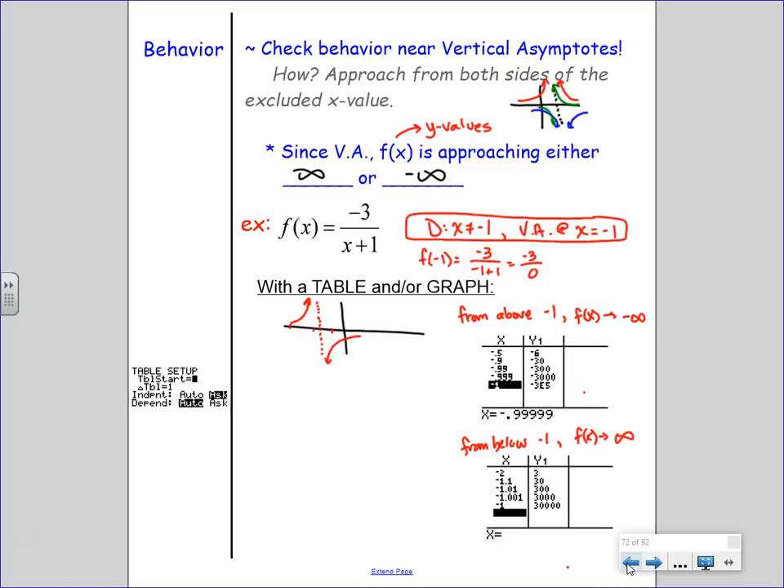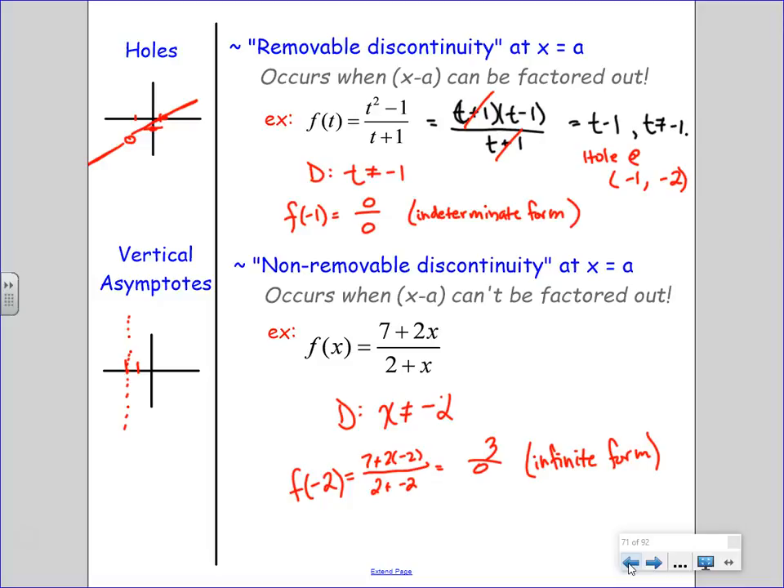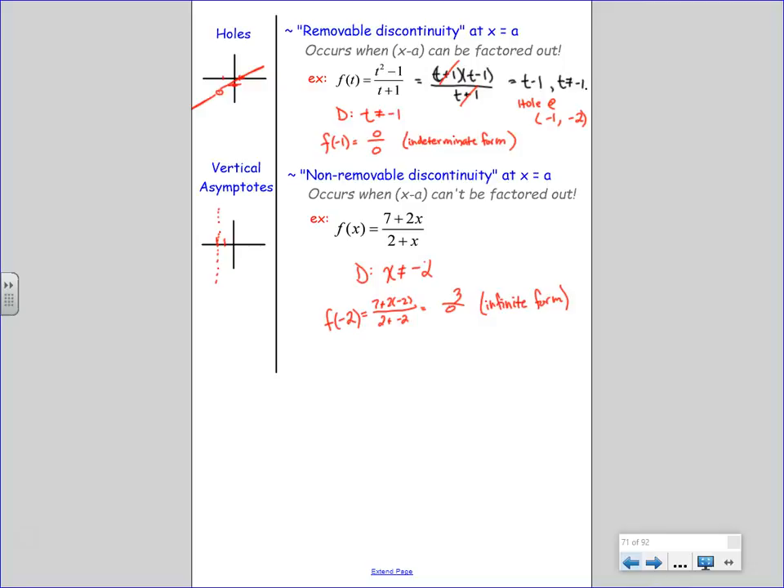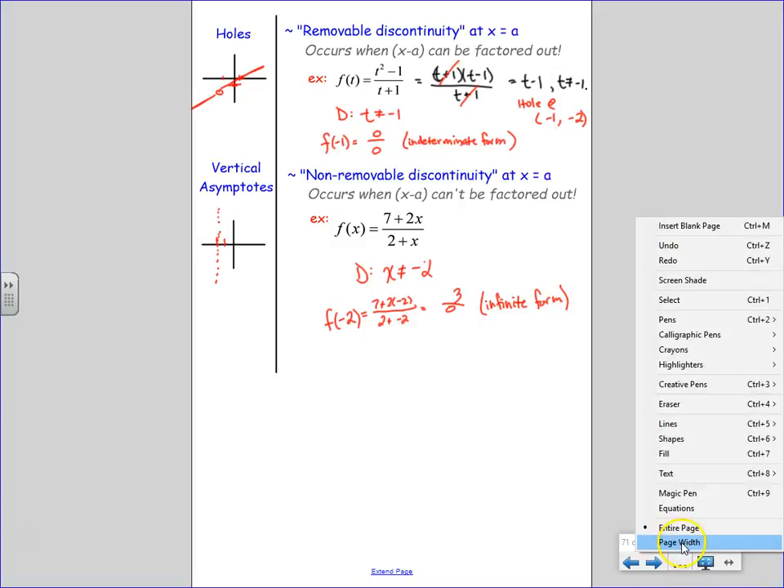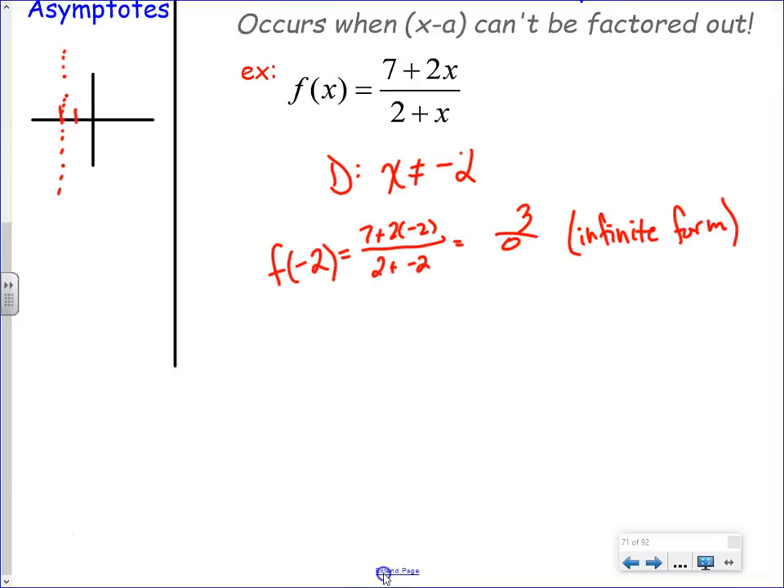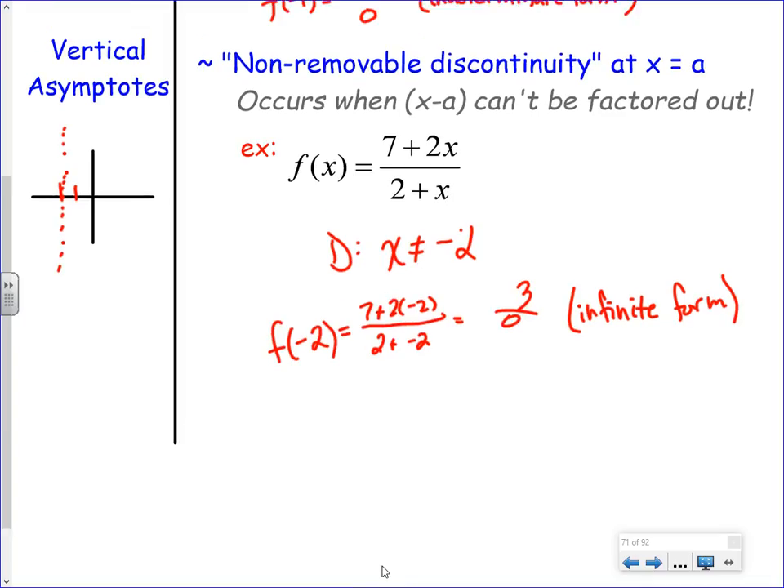Kind of make sense? So let's go back to the one that we had that we were like, what's going on? Come back here, and let's try to apply what we just saw and see if we can figure out what's going on around this vertical asymptote. Now hold on, what number is this vertical asymptote? Where is he at? X can't equal who? Okay, so I need to come from below -2 and I need to come from above -2.